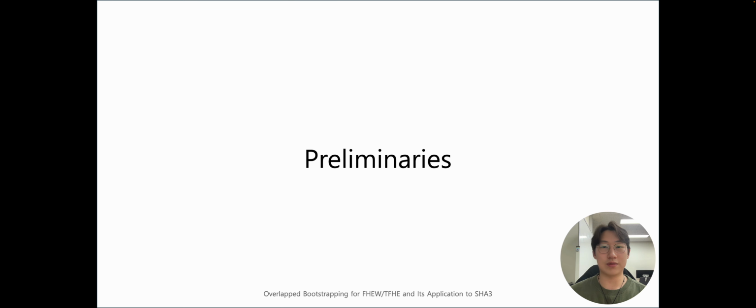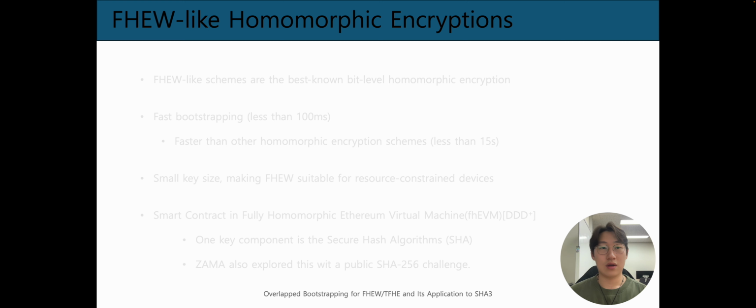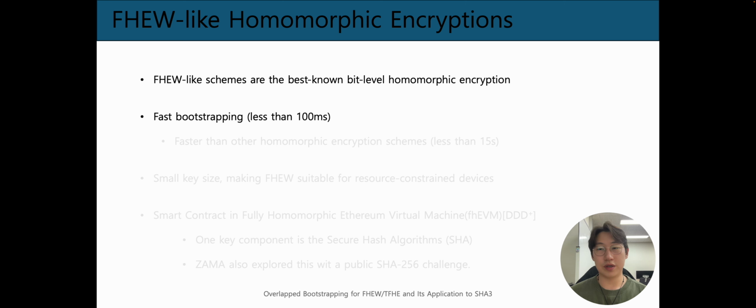And this is preliminaries. Ducas and Micciancio first introduced FHEW-like homomorphic encryption with a brilliant homomorphic decryption circuit in their system, called blind rotation. This is one of the best known bit-level homomorphic encryption schemes, and it has a smaller bootstrapping complexity and key size compared to other encryption schemes. And bootstrapping is one of the most expensive operations in homomorphic encryption.